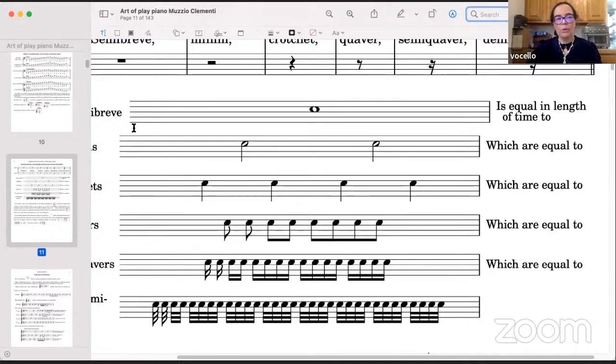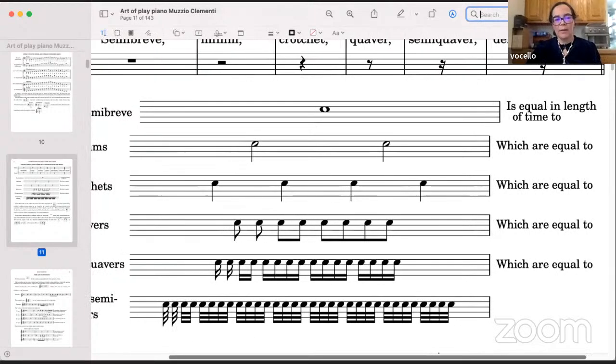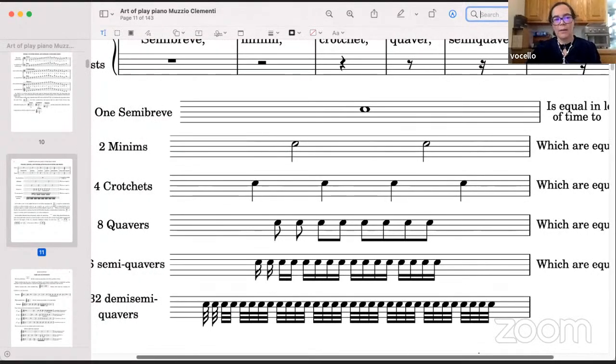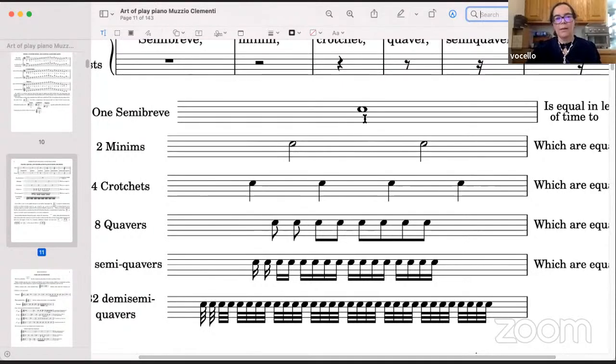That is the whole note. Whole note. That is the semi-breve.